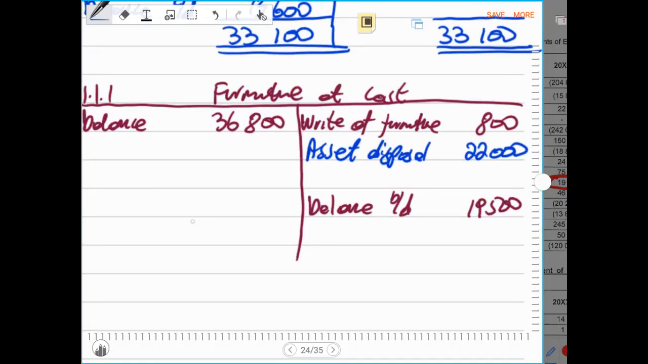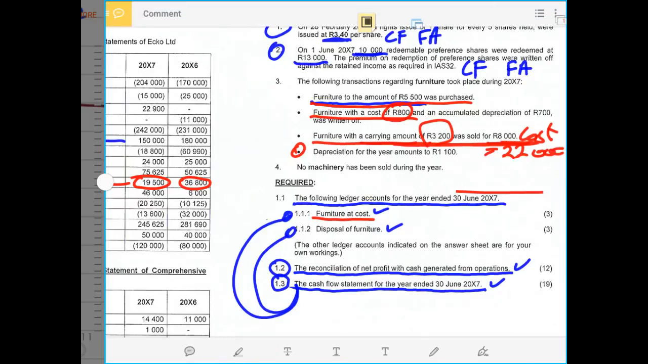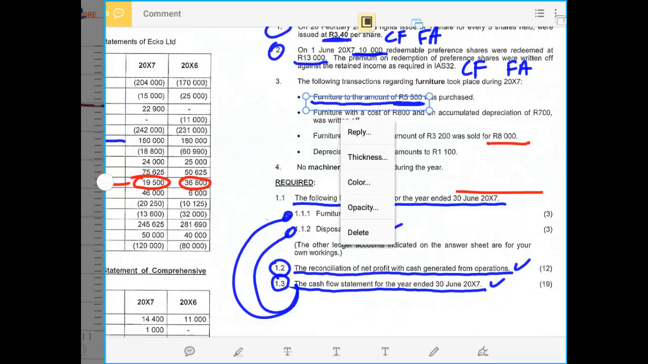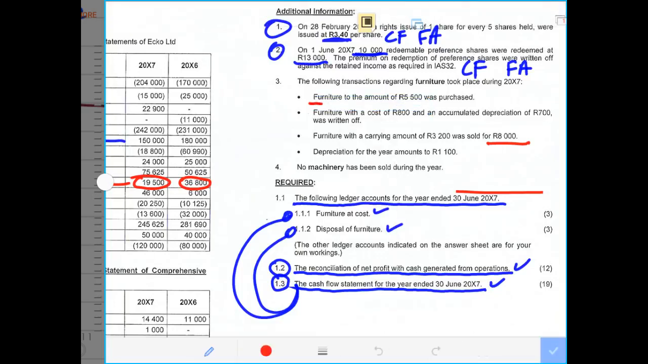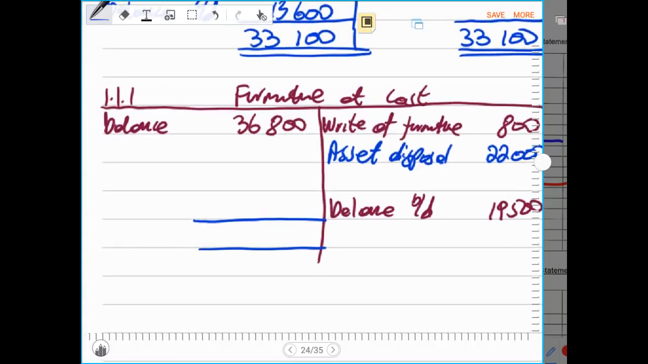So now we have recorded everything with regard to the furniture. We can balance our furniture ledger account from here. Or let us check, I think there was a furniture that was bought. Don't forget. Let us check if we recorded everything. There was a furniture, which is the first additional information under number 3, where they said to us that furniture to the amount of 5.5 was purchased. We cannot ignore that. We cannot forget that. So let us record that in the furniture cost on the debit side. And it will be bank on the debit side, 5,500 rands. So now that means we have covered everything that needed to be recorded here.